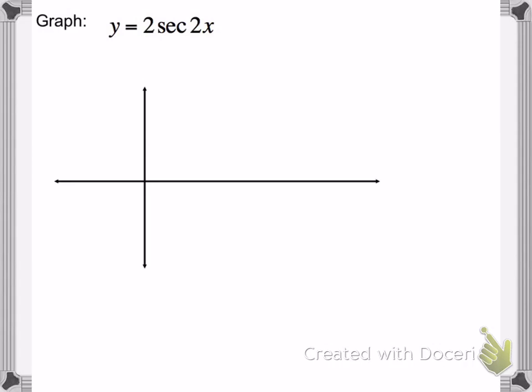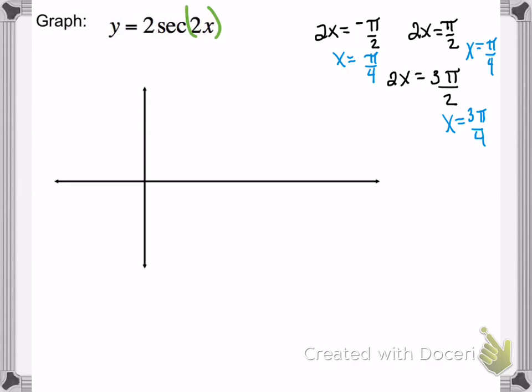Here we have secant. And for secant, what you're going to do is the same process. You're going to take what is inside of those parentheses and set them each equal to the vertical asymptotes. So I'm going to take that 2x and set it equal to the negative pi over 2, positive pi over 2, and positive 3 pi over 2.